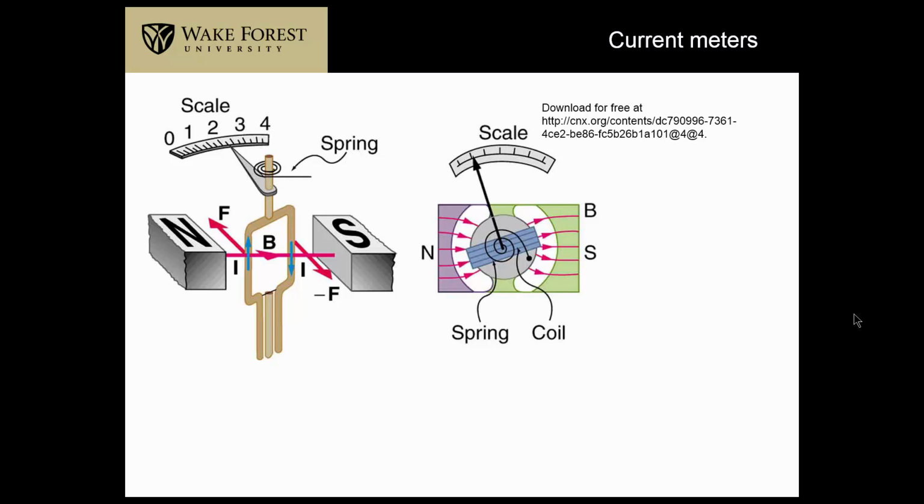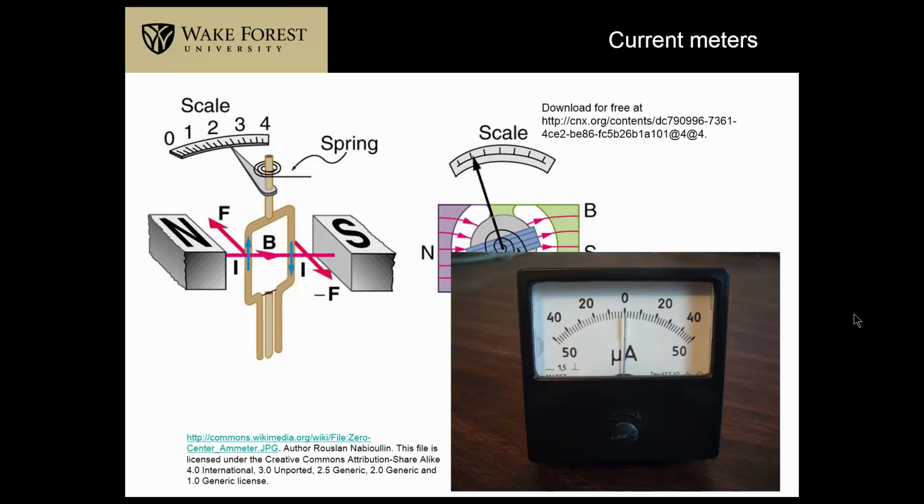So there's another device that we can make from the forces of magnetic fields on current carrying wires. This is called a current meter. There's a practical one shown right there. If we feed the current one direction through the loop, the needle will deflect to the right. If we reverse the direction of the current, the needle will deflect to the left. The more current, the farther the needle will deflect.